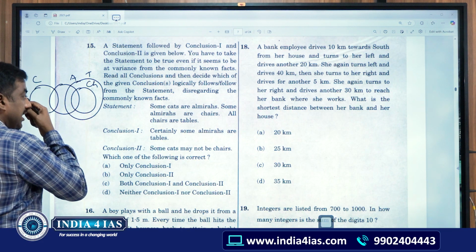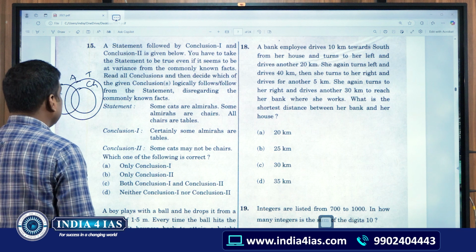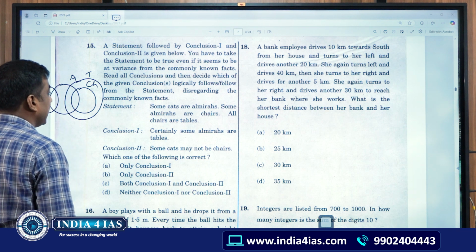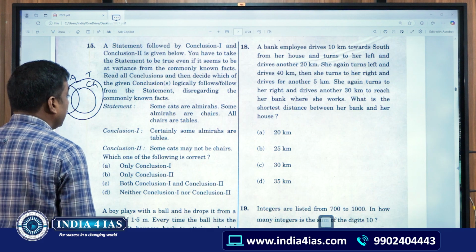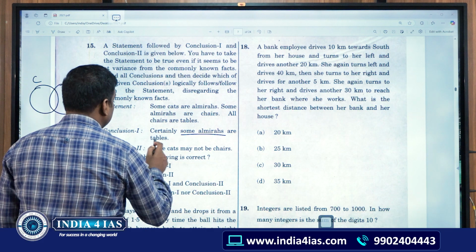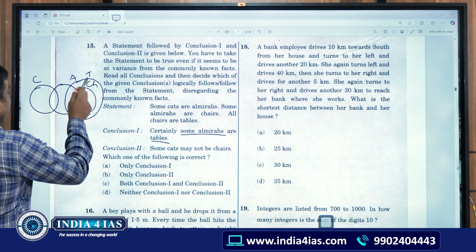All chairs are tables. This is the exclusive thing that I can have. Some cats are almiras. Some almiras are chairs. All chairs are tables. Certainly some almiras are tables.